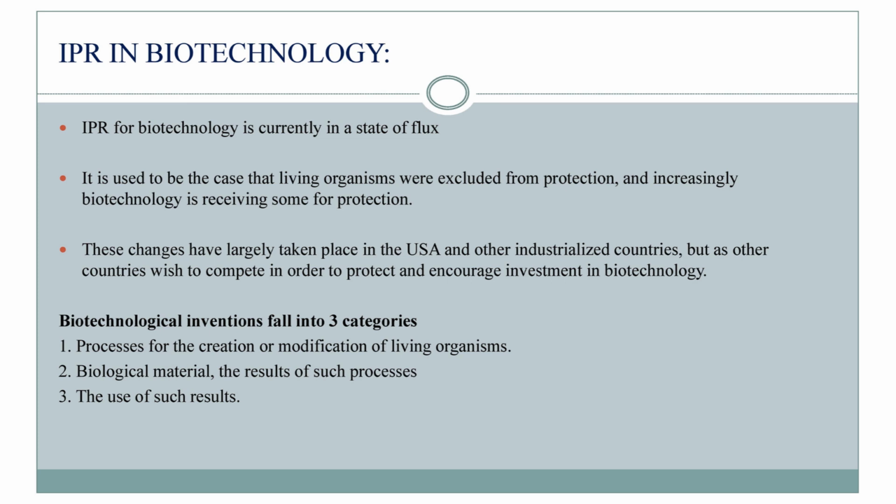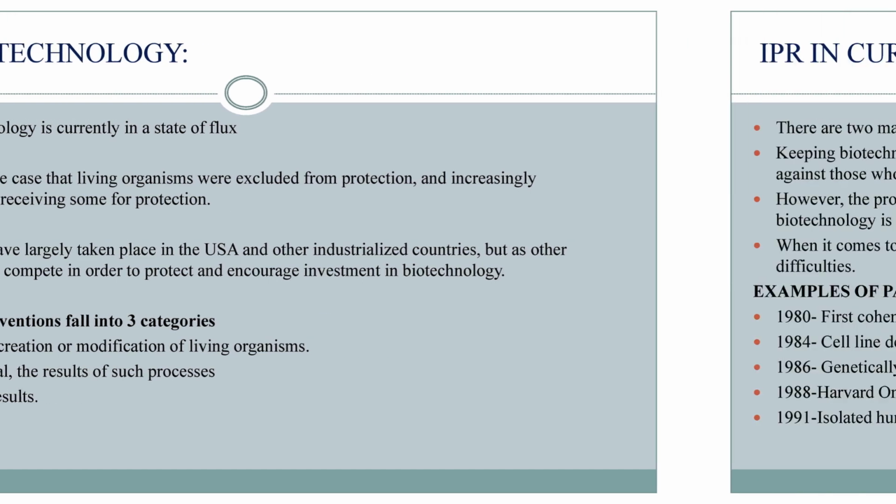Biotechnological inventions fall into three categories. The first category is processes for the creation or modification of living organisms. The next category is biological material, the results of such processes. And the third category is the use of such results. Remember this because it is frequently asked in examinations. These three categories of biotechnological inventions come up often as a direct list-based question.